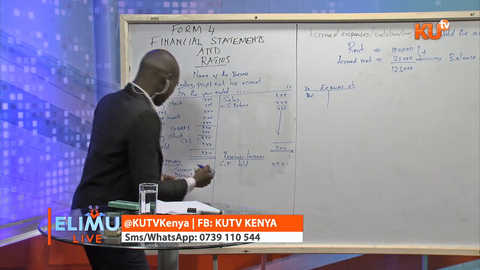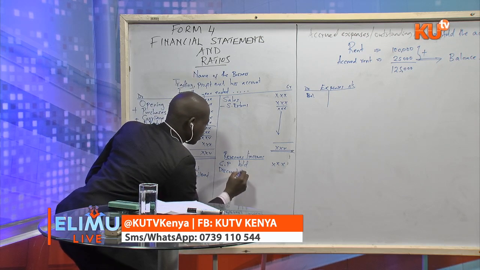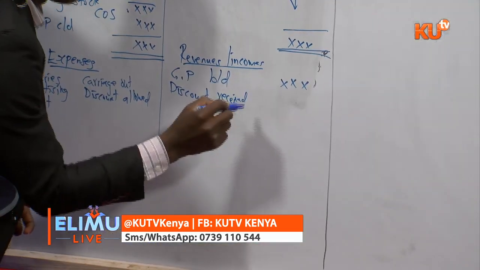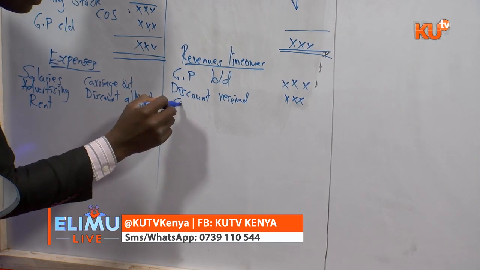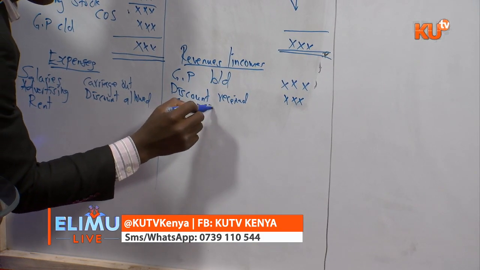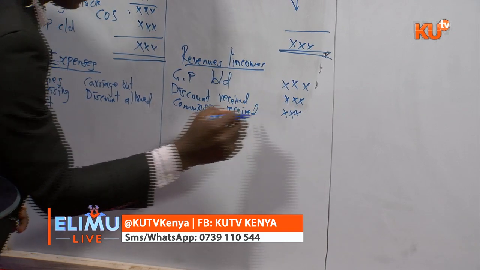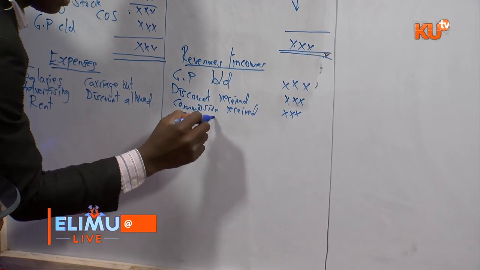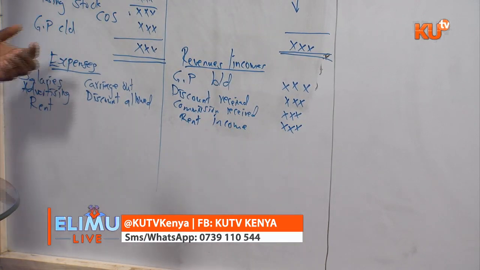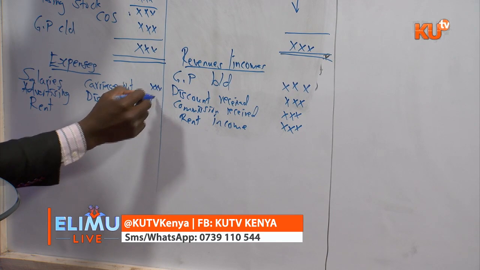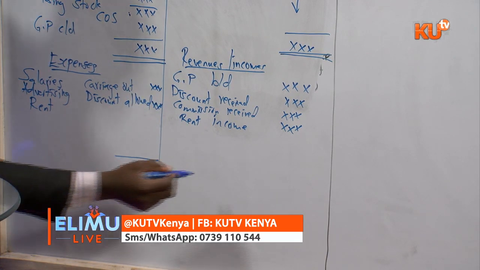So let's see, what are examples of the incomes here? We have discount received. Once we have discount received, we can talk of commission received. We can have what we call rent income, because rent could be in either case an expense or an income. Then once we have captured all these records, we obtain the total for each side.